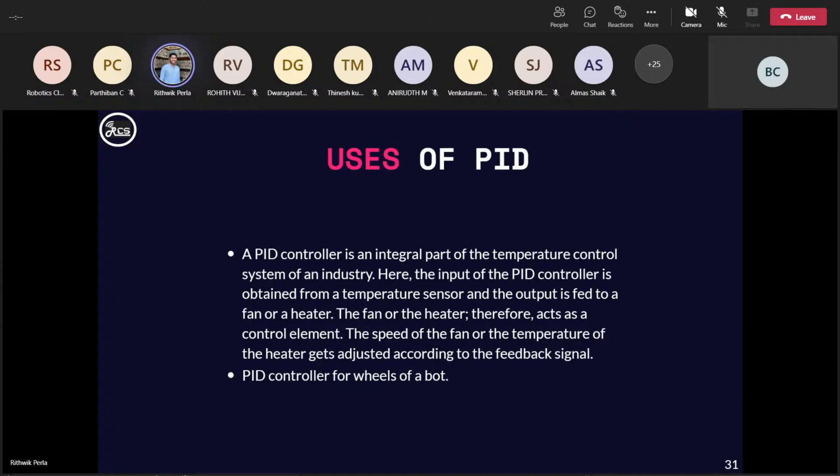You get the amount of rotation from each wheel and compare the left wheel and the right wheel. Accordingly, if the left wheel is more, then you decrease it in the next step. If the right wheel is more, you decrease it in the next step. So that's what happens in a PID controller for bots. To maintain the same amount of rotation in the wheels of a bot, PID control is used.